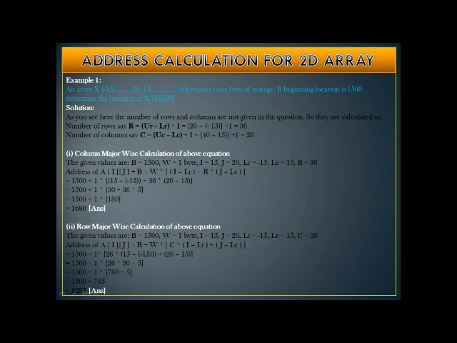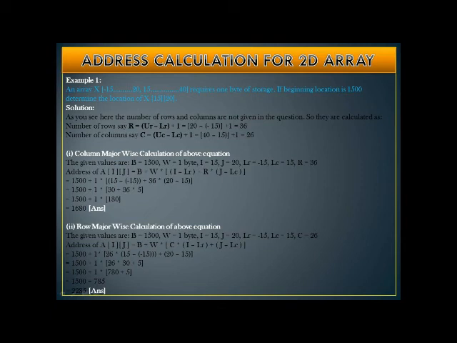So we have to calculate the address of x[15][20], that is, row number 15 and column number 20. Over here we are going to find both the column major and the row major index of x[15][20]. But in your examination, only one is going to come. Either we have to find the column major or the row major.